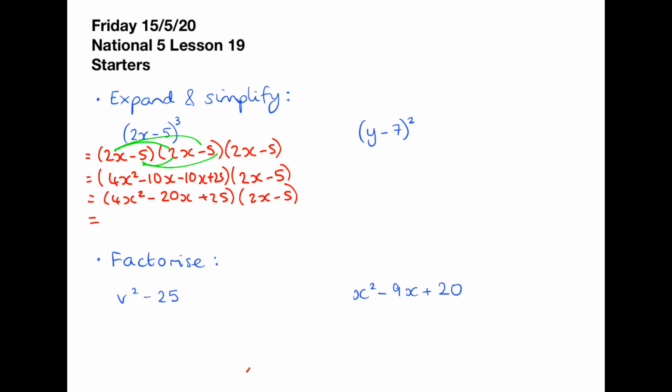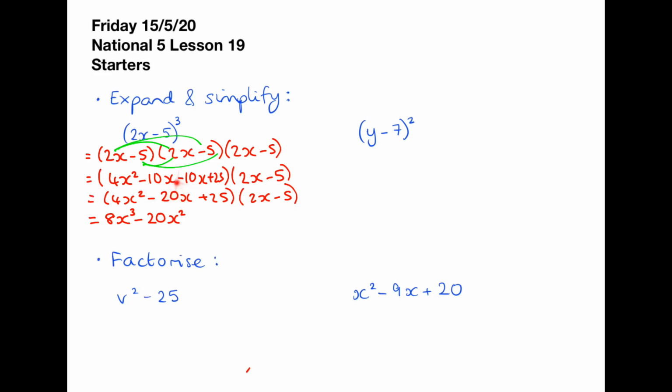Then we're going to multiply everything in the first bracket by everything in the second. And the way that I'm going to do this today is I'm just going to point. So I'm going to do the 4x squared times these 2 things. Then I'm going to do the 20x times those 2 things. Then I'm going to do the 25 times those 2 things. So first of all, 4x squared times 2x is going to give us 8x cubed. Next thing, 4x squared times negative 5 gives us minus 20x squared.